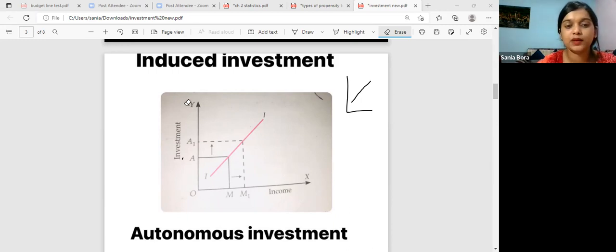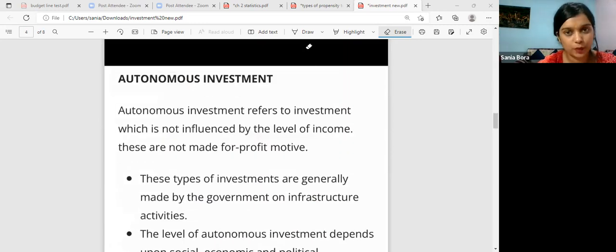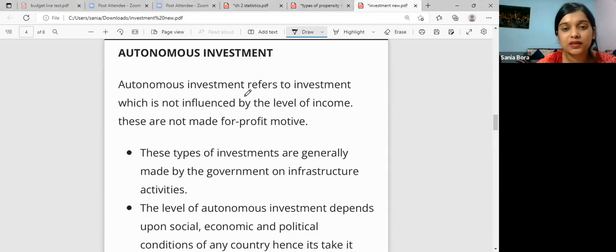Okay. Now we are going to do the autonomous one. So ma'am, what is autonomous investment? This is your second, right? Autonomous investment refers to investment which is not influenced by the level of income. Induced was being influenced by the level of income, but here it is not being affected by the level of income. And remember, induced investment was done to earn profit, but these are not made for profit motive.